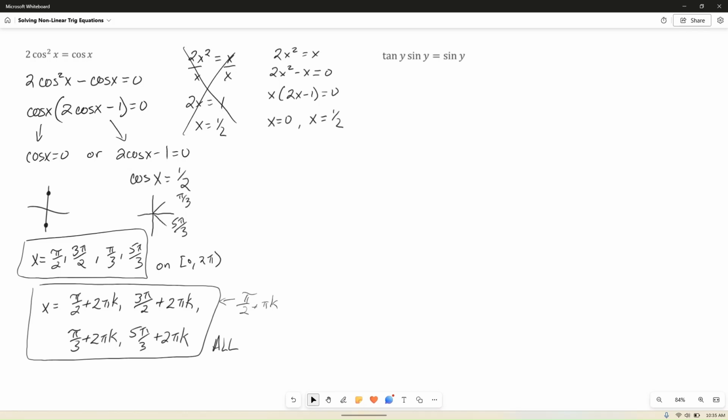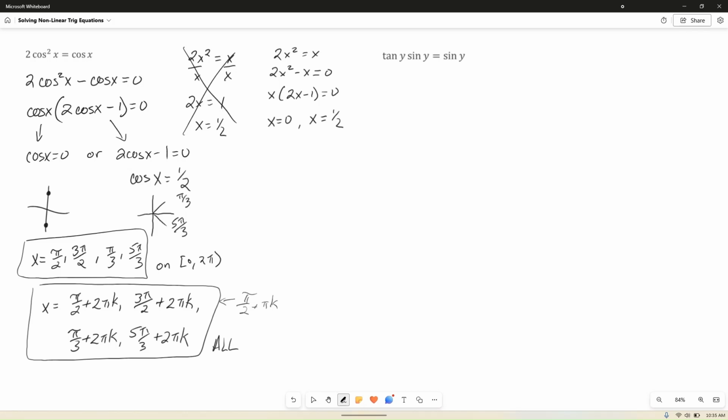All right, let's try another one. This time we have tangent of y times the sine of y is also equal to the sine of y. So this will work similar to the last example. Again, when you see this, you might be tempted just to divide both sides by sine of y, but don't, because if you do, just like we saw before, you will lose solutions. So we always want to think about combining or moving terms over, setting it equal to 0, and then factoring.